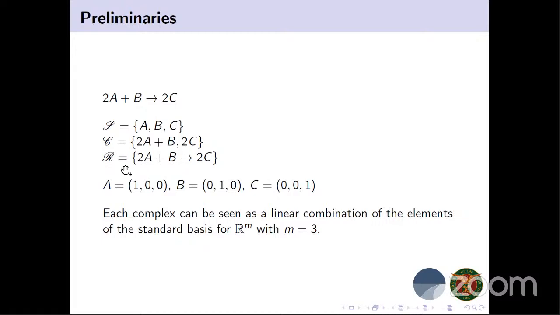And we can actually represent A, B, C in the following form: 1, 0, 0, 0, 1, 0, 0, 0, 1. And this is obviously the standard basis of R cube. So each complex can be seen as a linear combination. So this complex here, 2A plus B, if we consider A and B to be 1, 0, 0 and 0, 1, 0 respectively, then we can see this 2A plus B as a linear combination of this standard basis for elements of R cube. So that would imply that we need linear algebra in studying CRNs.